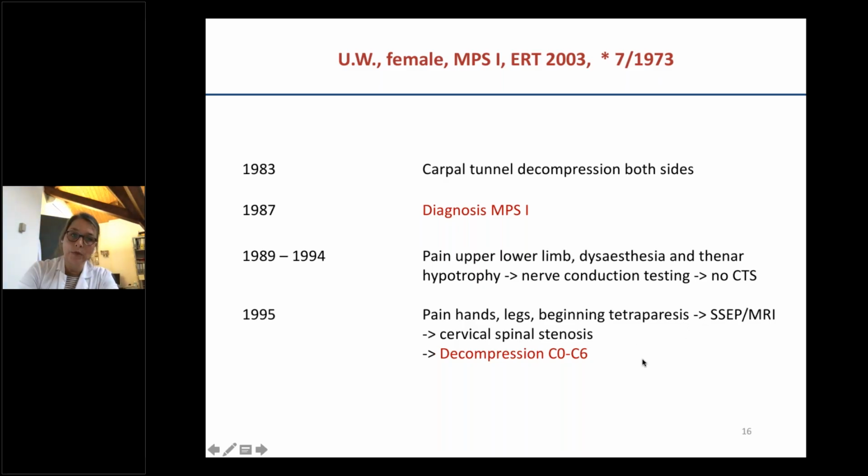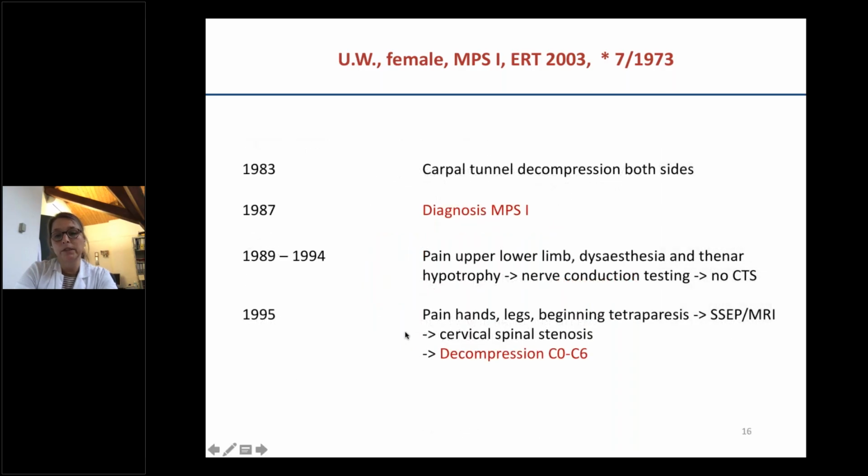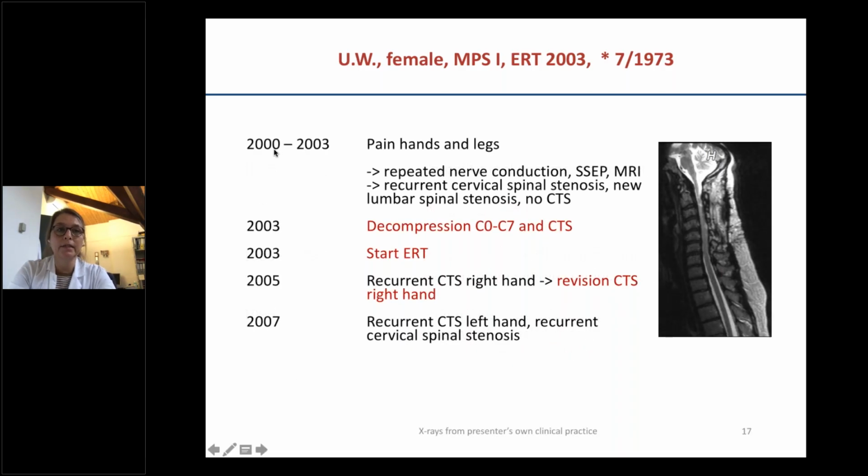Then a decompression from the first cervical vertebral body to the sixth one was performed in Mainz as well by the neurosurgeons. And she had about 8 years without any symptoms or with fewer symptoms. In 2003, there was the first recurrence of the spinal stenosis. You see over here the tissue aggravation due to the surgery and the spinal stenosis, which occurred again. And there was again a decompression of the spinal stenosis, but also the carpal tunnel relapsed again in terms of pressure on the median nerve.